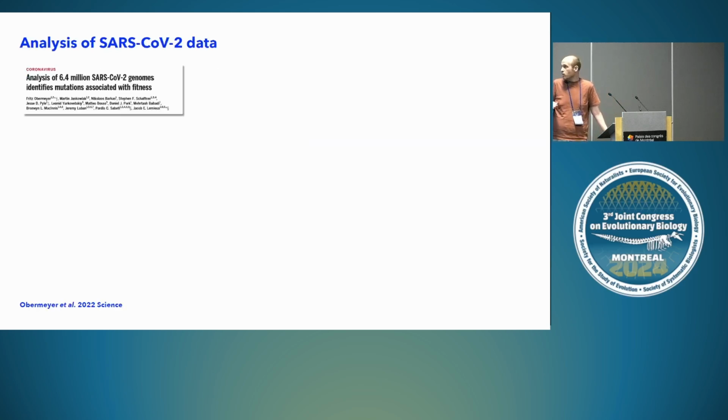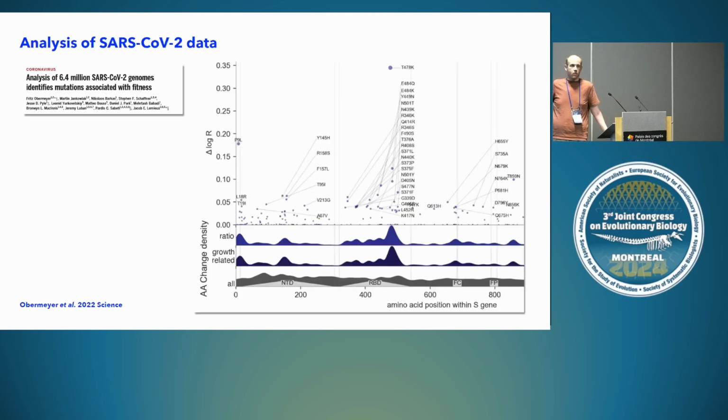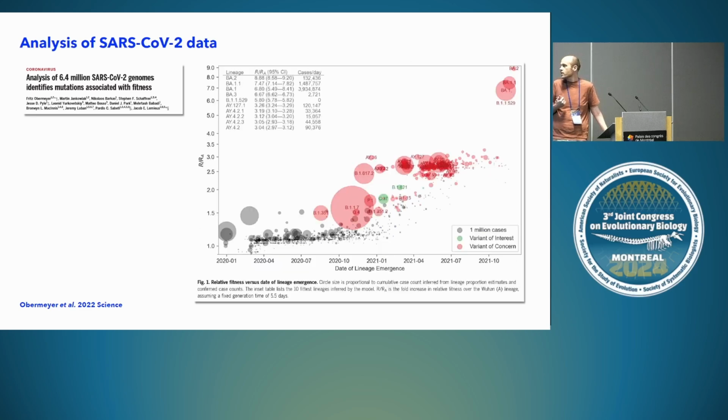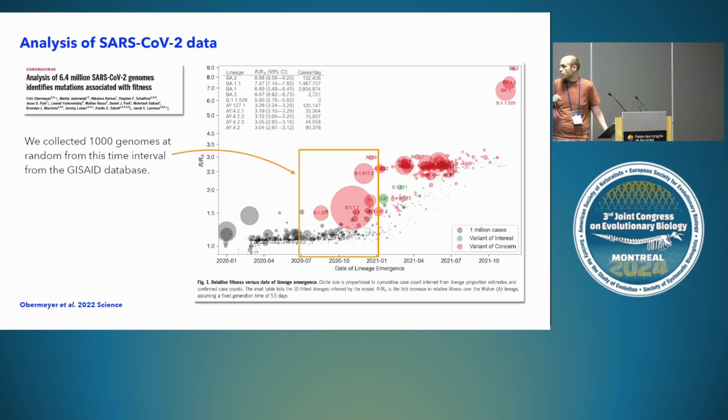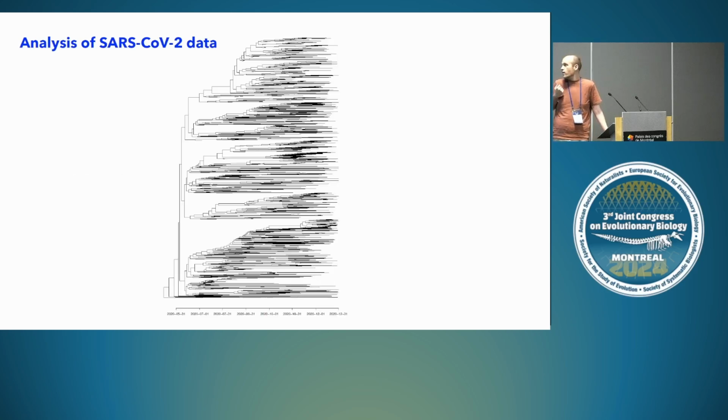We applied this to some empirical data. So we gathered some data based on a prior study by Obermeyer et al., which characterized the fitness effects for various amino acid replacements. And they also characterized the birth rates, transmission rates of various strains over time. We collected 1,000 samples from this second half of 2020, estimated a tree, applied the method.